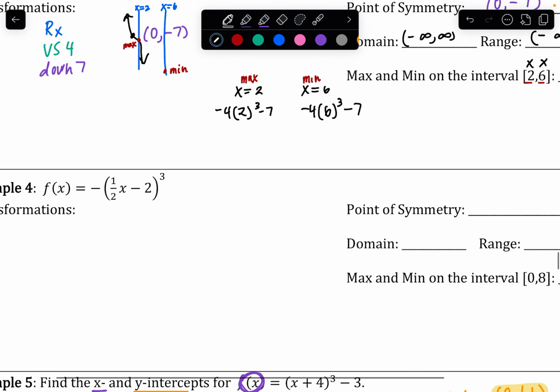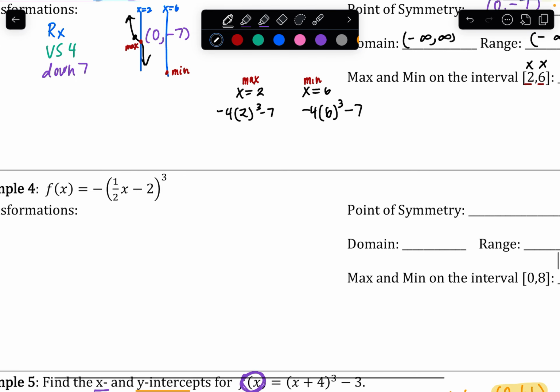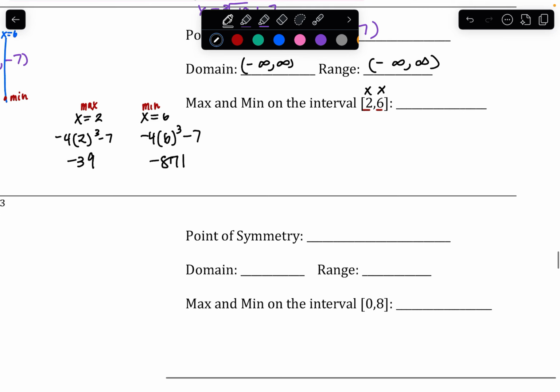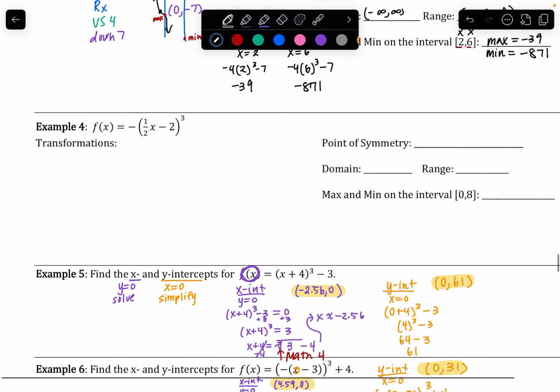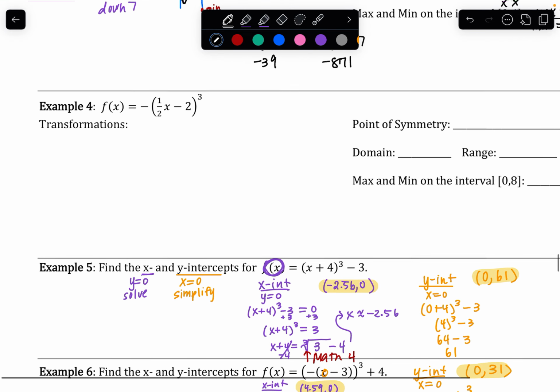In this case, we get -39. In this case, we get -871. Okay, and so obviously -39 is bigger, so that's your max, and your minimum is -871. Again, the numbers are going to be a lot more reasonable for a test, or you'll have a calculator.